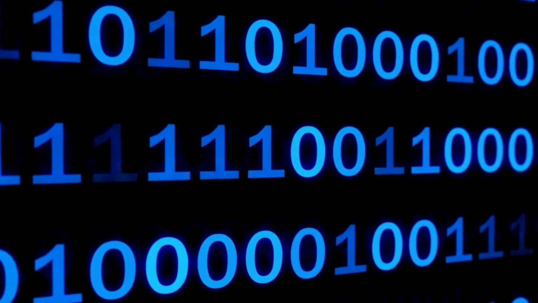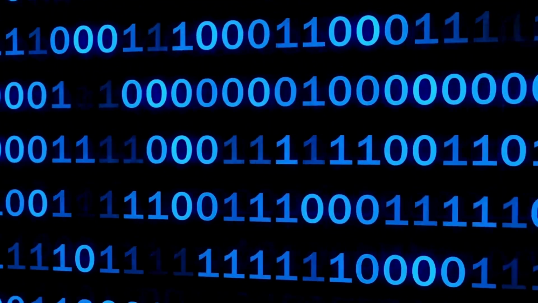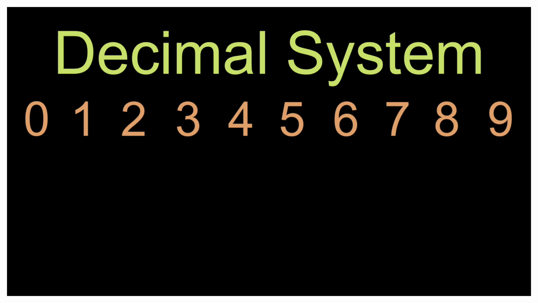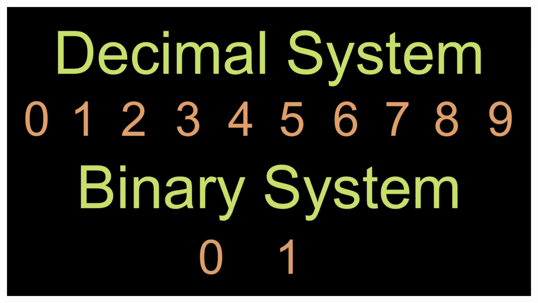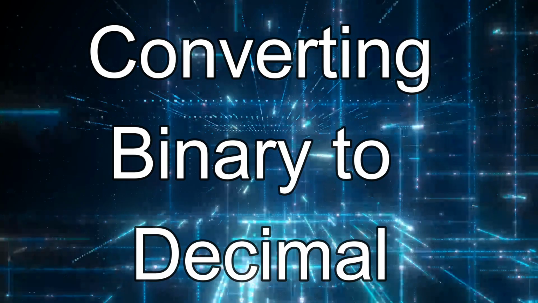Now let's talk binary. Binary works similarly to decimal, but with one difference. Decimal has 10 digits. Binary has 2, 0 and 1. Decimal positions represent powers of 10. But in binary, positions represent powers of 2. So instead of 1, 10, 100, 1000, binary has 1, 2, 4, 8, 16, 32, 64, and so on. Even with only 2 digits, we can represent all numbers. Let's see how.